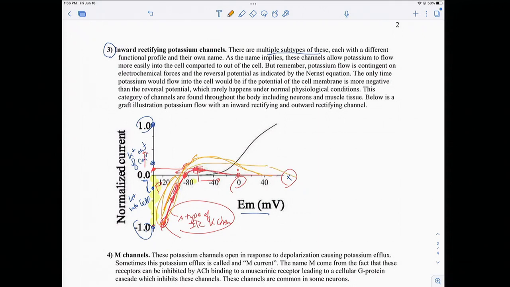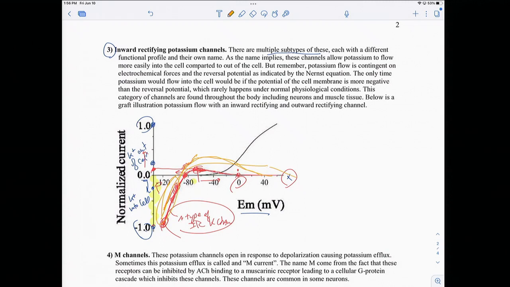Again, you can go on and on about the various characteristics of these inward rectifying potassium channels. But what makes them inward rectifying is that it's easier for potassium to go in than it is to leave, even though, as I said, the vast majority of the time, potassium is flowing out of the cell through these inward rectifying potassium channels. Okay, so that's what that is.